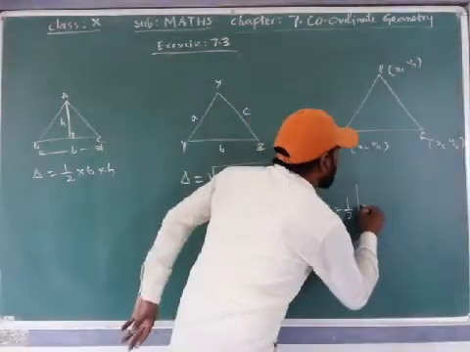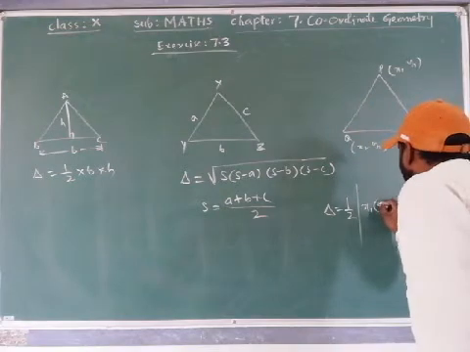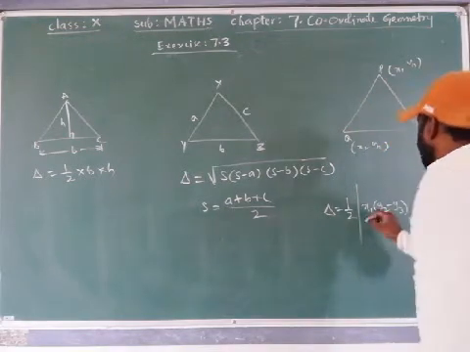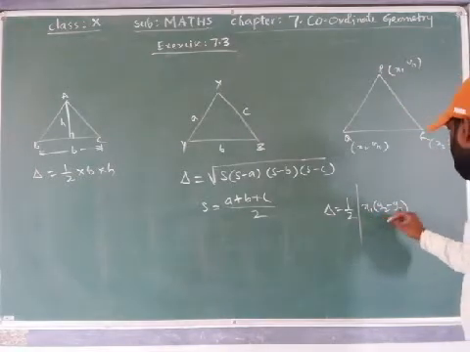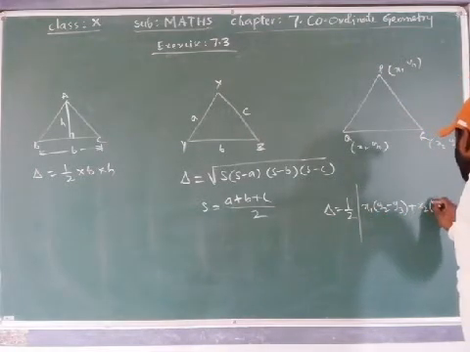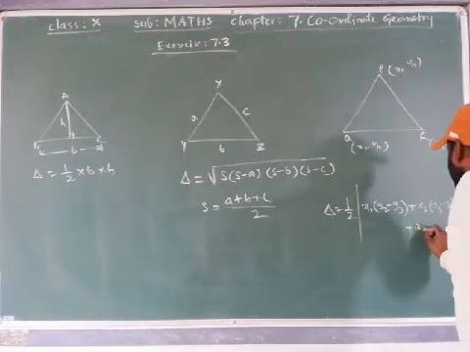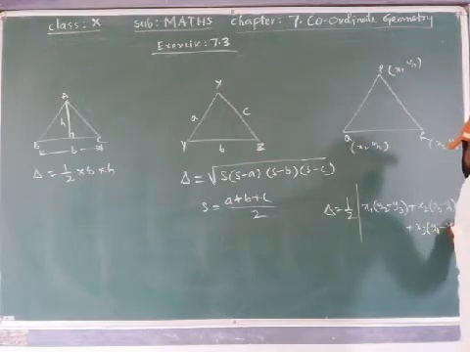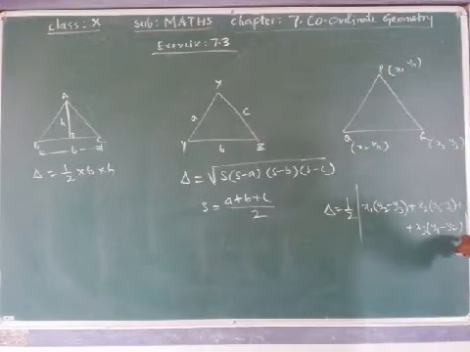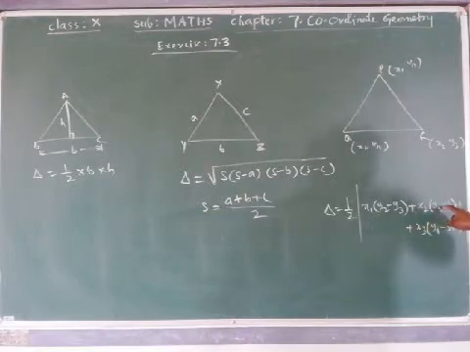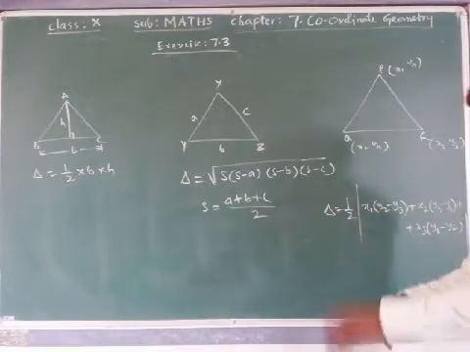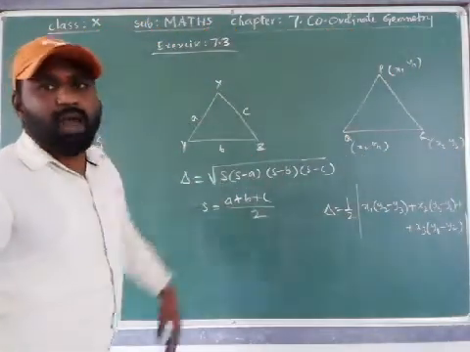Okay, half modular of x1 into (y2 minus y3), plus x2 into (y3 minus y1), plus again x3 into (y1 minus y2). In the cyclic order, the modular is completed: x1(y2 minus y3) plus x2(y3 minus y1) plus x3(y1 minus y2). That means 1 2 3, 2 3 1, 3 1 2. That means it is a cyclic rotation of all the vertex points.